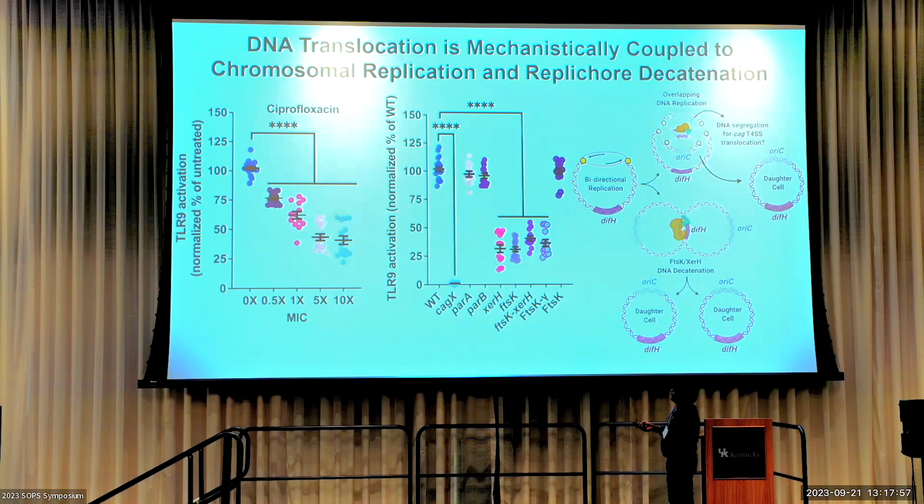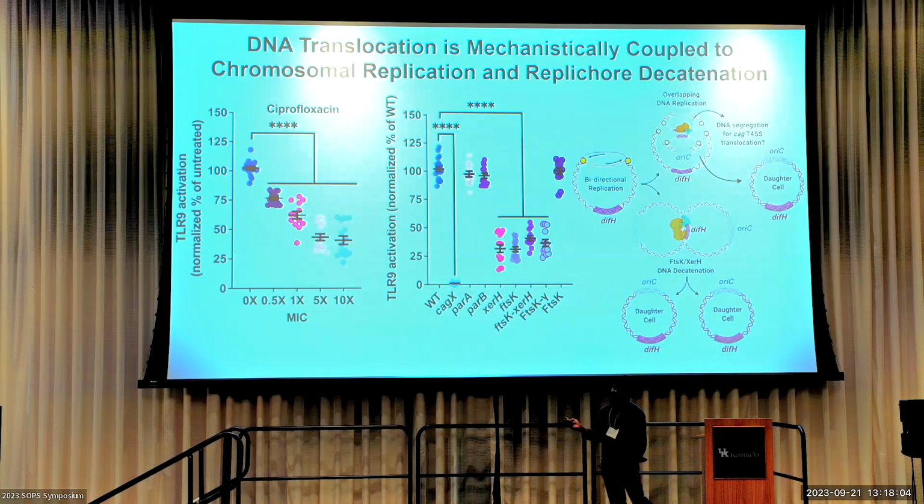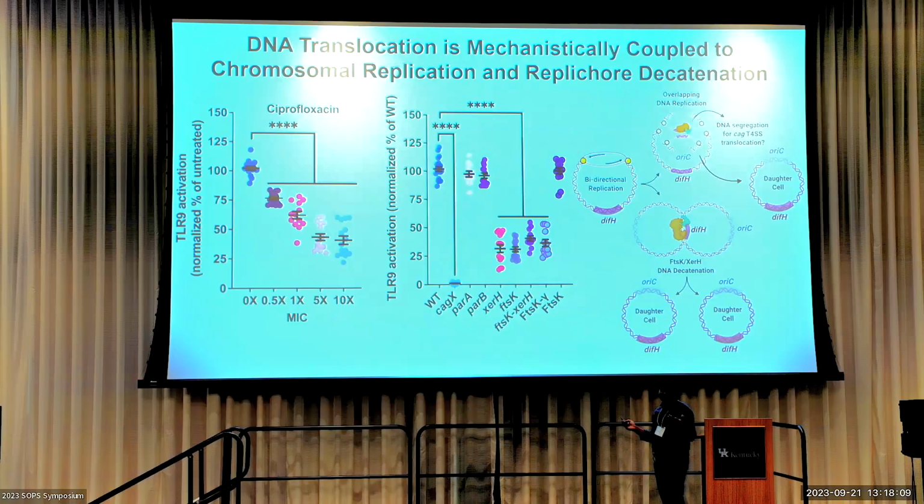Then, along the same line, we observed that upon addition of a DNA replication inhibitor, we see loss of TLR9 activation, indicating that the DNA translocation is dependent upon DNA replication. Using a reverse genetic approach, we identified several Helicobacter pylori proteins directly involved in chromosomal replication and decatenation that are also directly involved in DNA transfer from Helicobacter pylori to human cells. Particularly this FtsK protein, which recognizes this DNA sequence, is very important for the DNA transfer system.